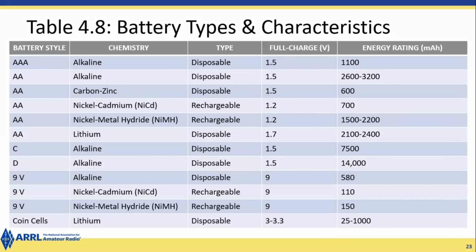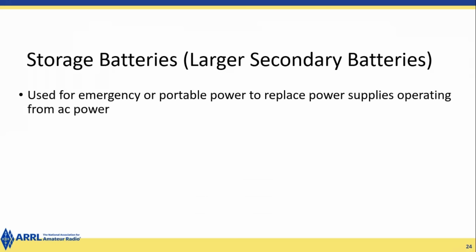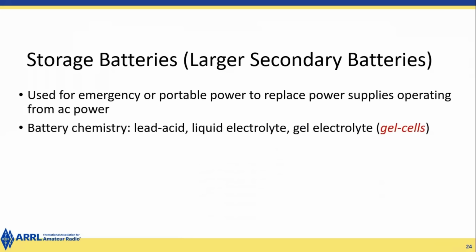Here's a chart that shows some of the different battery types and their power ratings, just some interesting information about them. Okay, storage batteries: large secondary batteries used for emergency or portable power to replace power supplies operating from AC power. Usually the battery chemistry of these is lead acid, with liquid electrolyte or gel electrolyte.